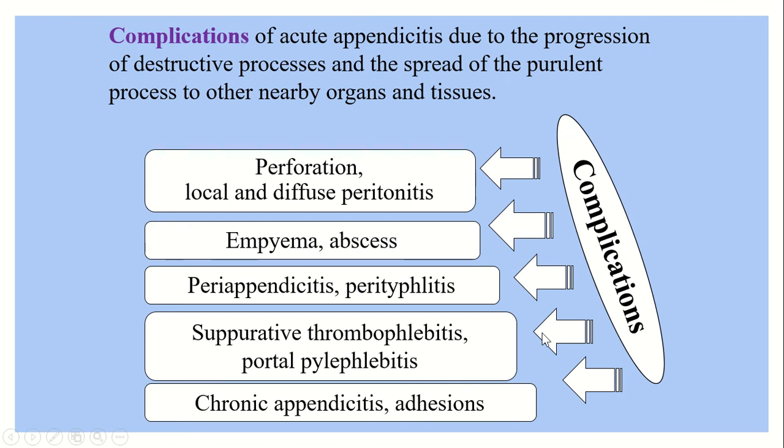The complications of acute appendicitis are due to the progression of destructive processes and the spread of the purulent process to other nearby organs and tissues. They include perforation, local and diffuse peritonitis, empyema and abscess, periappendicitis, peritonitis, suppurative thrombophlebitis, portal pylephlebitis, and chronic appendicitis and adhesions.